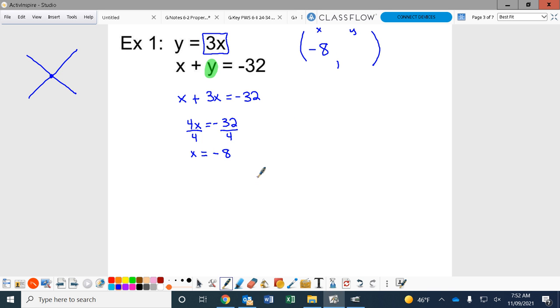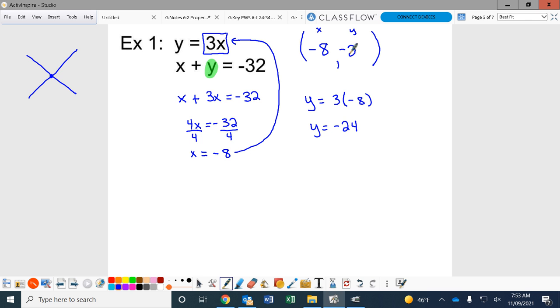To find the second one, you always do the same thing. Once you have solved for one variable, you're going to take whatever that answer is and you're going to plug it back into the box. It's always back into the box, guys. Always. Plug it back in the box once you get your first answer. So that's going to be y equals 3 times, and wherever the x is, we're going to plug in a negative 8. So y equals 3 times negative 8, which makes it y equals negative 24.